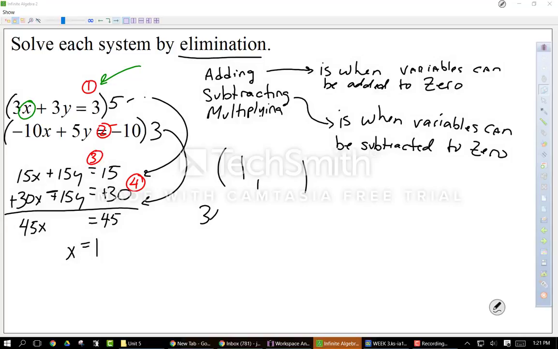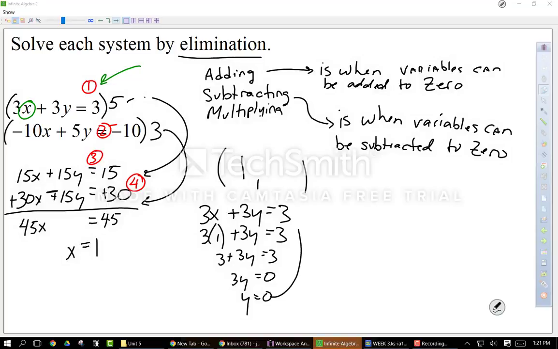So 3x plus 3y equals 3. 3 times 1, that's what x was, plus 3y equals 3. 3 plus 3y equals 3. 3y equals 0. Y equals 0.